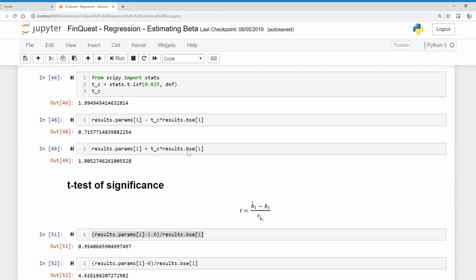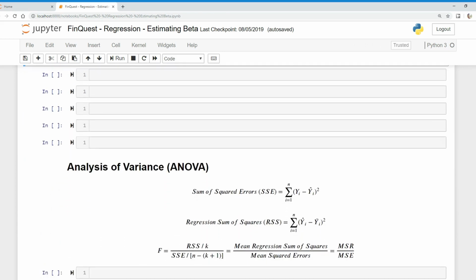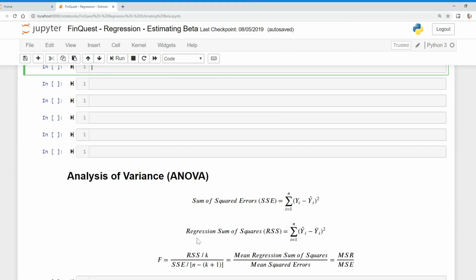In our next video, we're going to talk about ANOVA, or analysis of variance, using the F-test, which will help us test the hypothesis of the entire equation, of all the coefficients in the equation, and whether they are equal or not equal to 0.